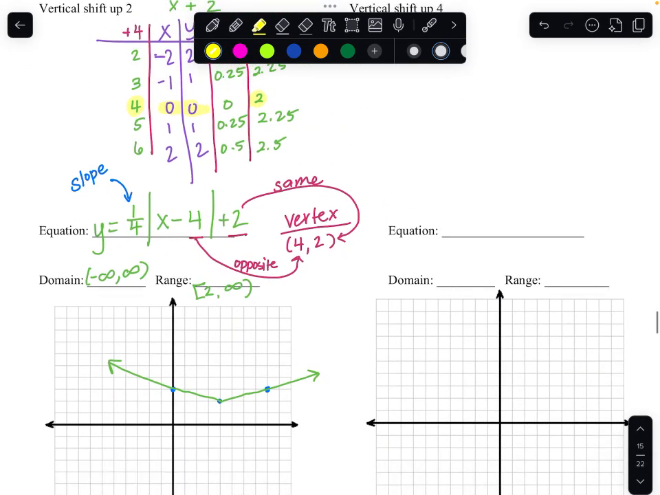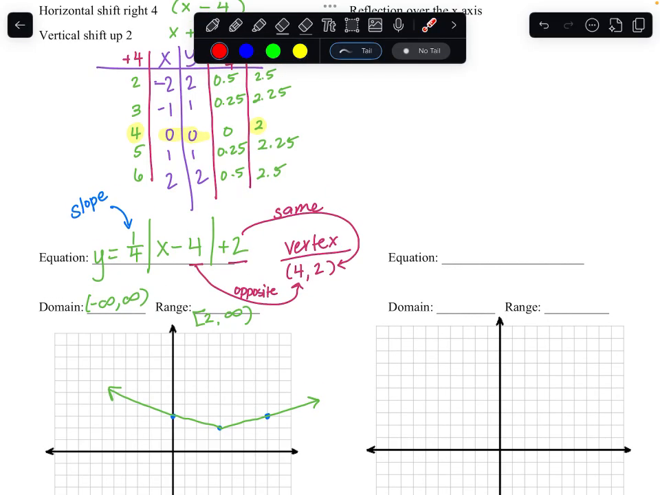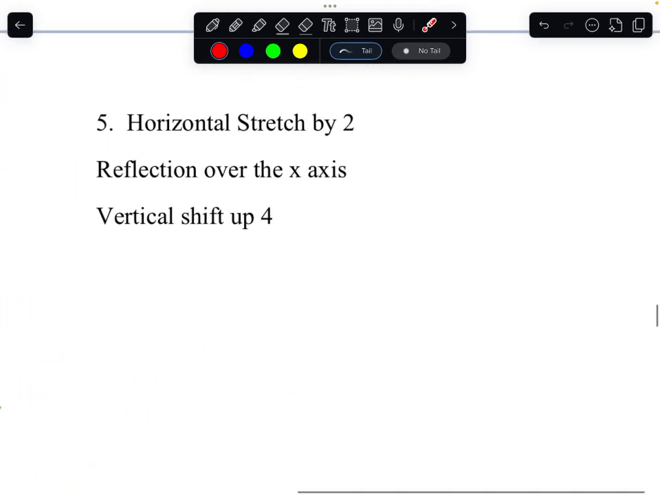And so if you look, we have 2.5 right there, 3, 2.25, 4, 2, and so everything matches up. I think graphing your vertex and your slope is a lot easier, and what's really cool is that the direction of your slope and your y value of your vertex will give you your range, and your domain is always the same. So let's try it in number 5.